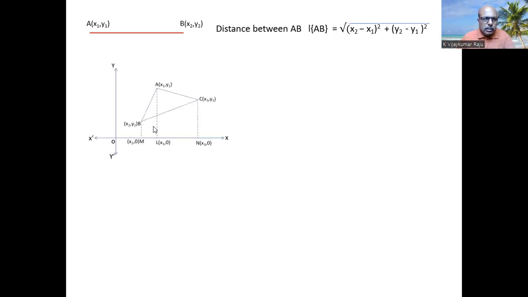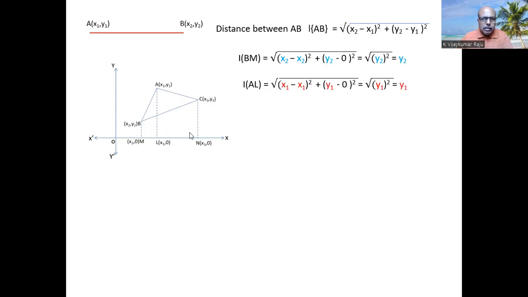Now see, we have to find this length, this length, this length, three lengths. First let us find BM. I'm going to calculate the length of BM. What is BM? X2 and here also X2. So X2 minus X2 whole square plus Y2 minus 0 whole square. X2 minus X2 is 0 and Y2 square it is. Root and square will cancel, it will be only Y2. Now let us calculate this length, that is AL.